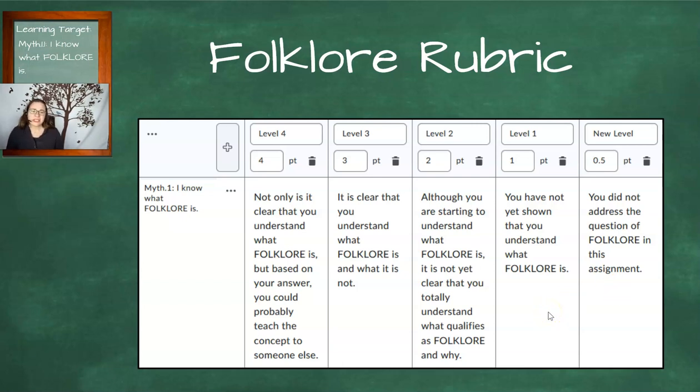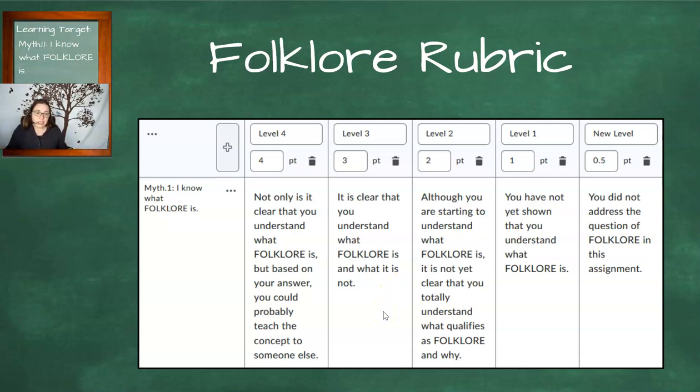Level 1 is you have not yet shown me that you understand what folklore is. So you've tried, but from what you turned in, I can't tell that you know what folklore is. So you'd get a 1. A 2 would be, although you're starting to understand what it is, it's not clear you totally understand. And so again, you're getting it, you're beginning, approaching it, but I don't feel like you really know folklore yet. So you get a 2.